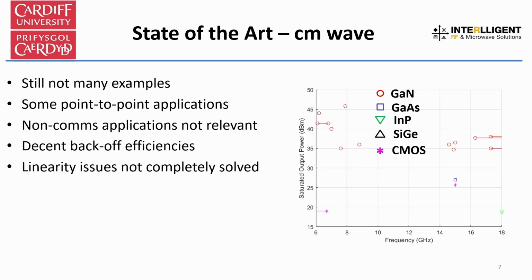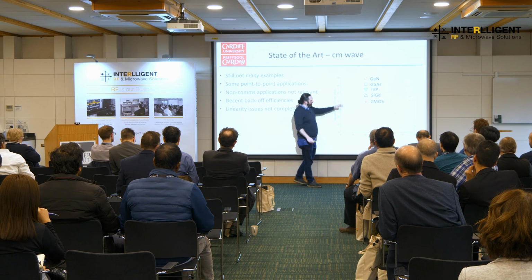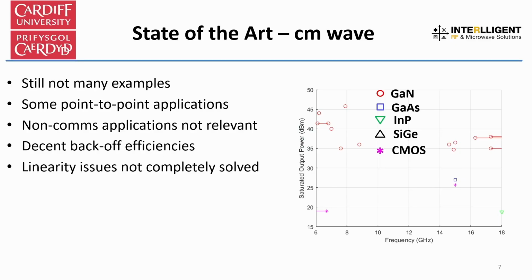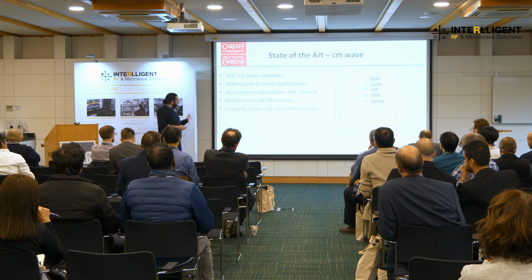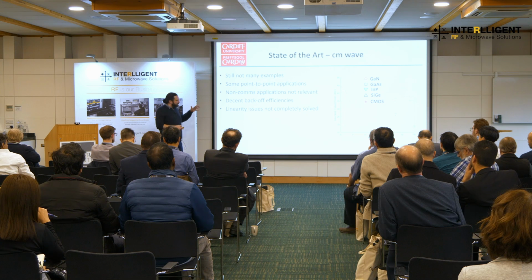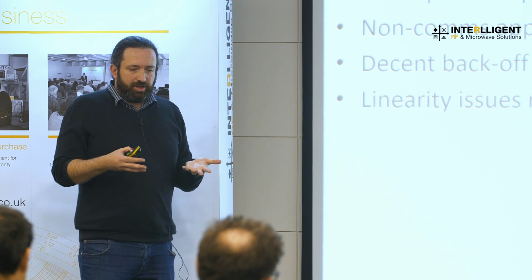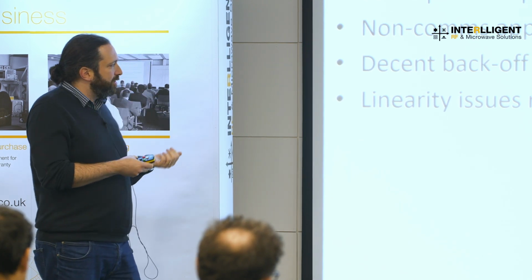You can see the frequency range is normally not very wide. There is some example of a bit more frequency band, but nothing particularly wide. Then some examples, probably for different applications, at lower power. The back-off efficiencies that we find here are quite good. We're talking between 30–40%, which is quite good at those frequencies.